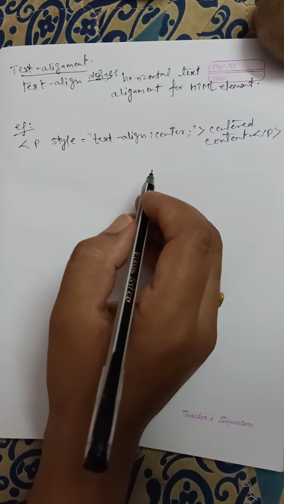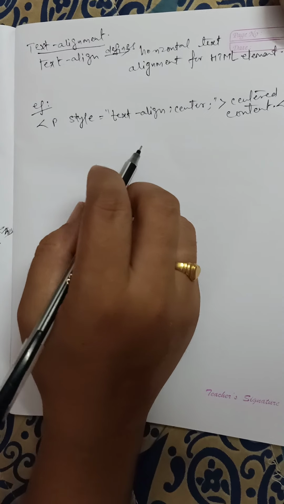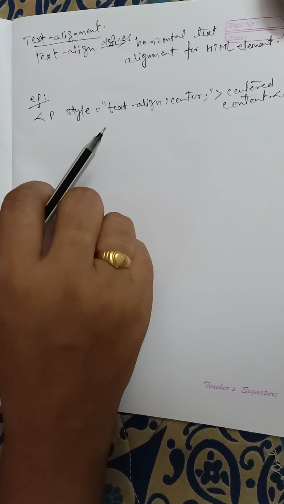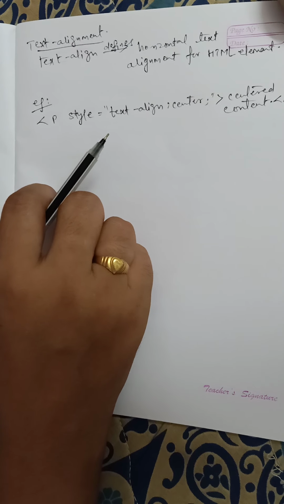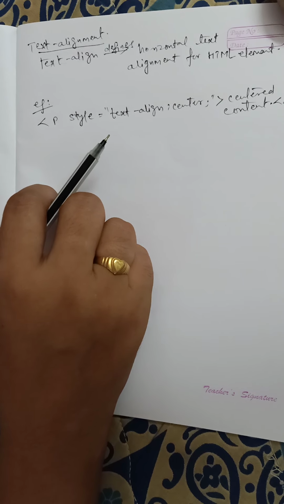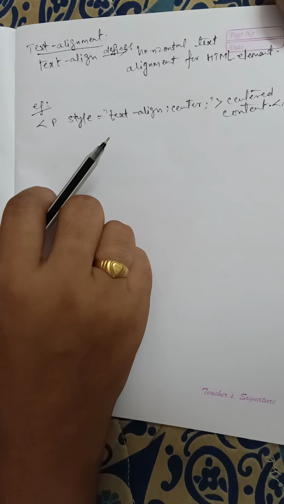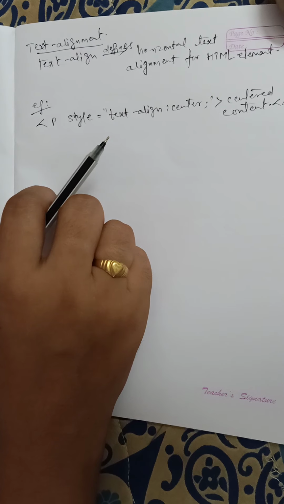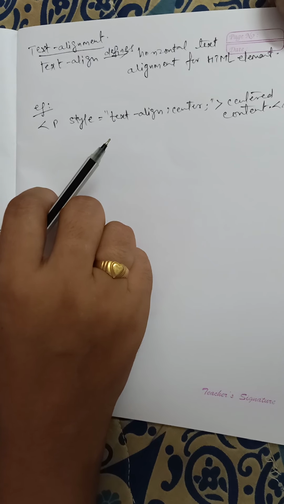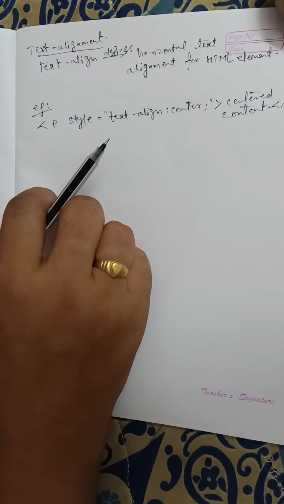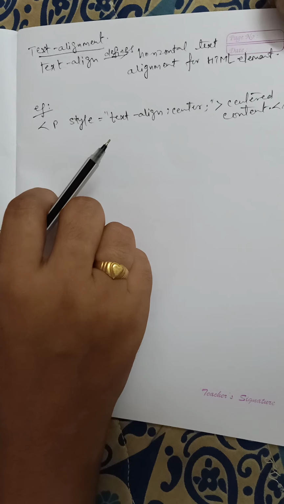So these are different HTML style properties which we discussed here, which can be used. We discussed background-color, a property which is used for the background color. Then color for text colors, font-family for text fonts, font-size for text sizes, text-align for your text alignment.